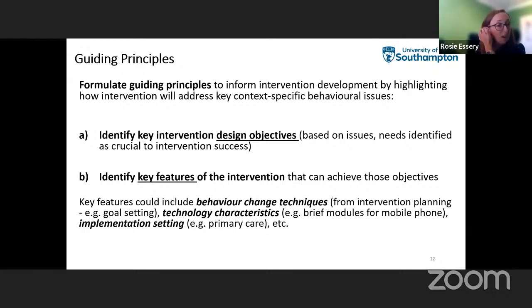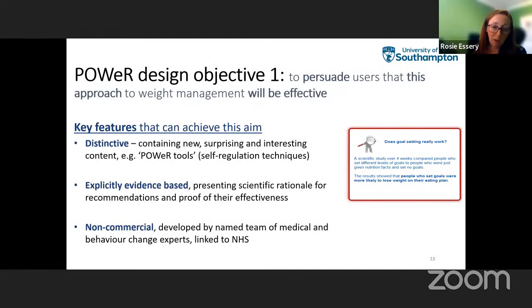So there are two elements of a guiding principle. First of all, a design objective, which states what it is the intervention aims to do in response to a specific need or issue that is relevant in this specific context. And then intervention key features, which state how the intervention will aim to address each of those design objectives that you've identified. So what characteristics or elements or features the intervention needs to have to be able to address those design objectives.